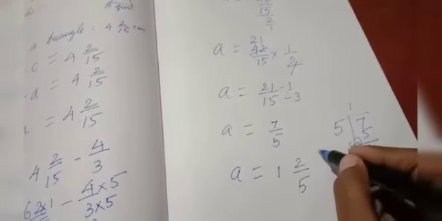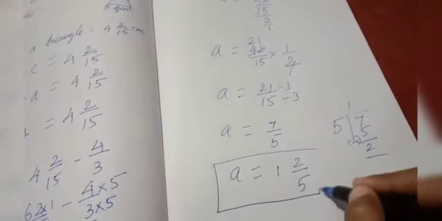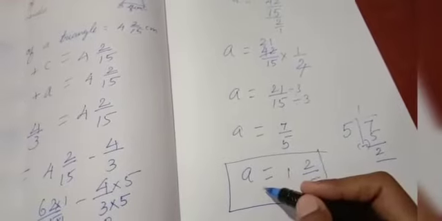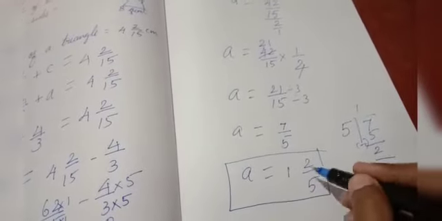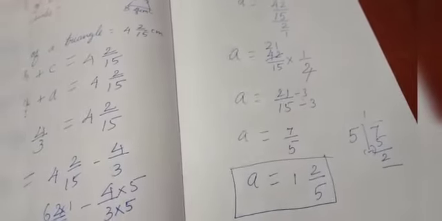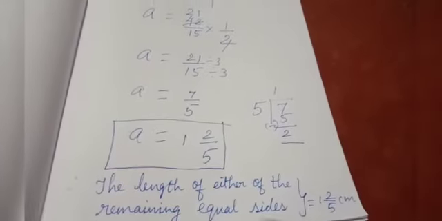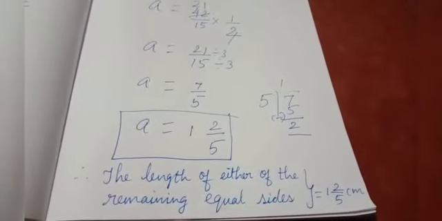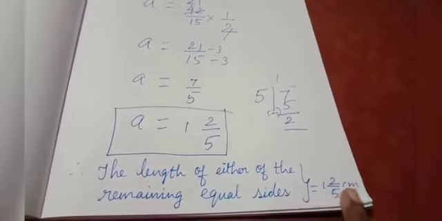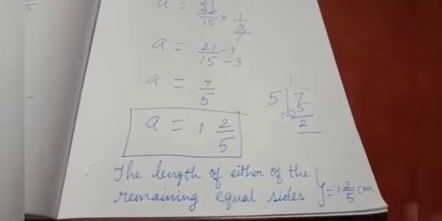That means in that isosceles triangle, the equal length measurement is 1 2/5 centimeter. Therefore, the length of the remaining equal sides is nothing but 1 2/5 centimeter.